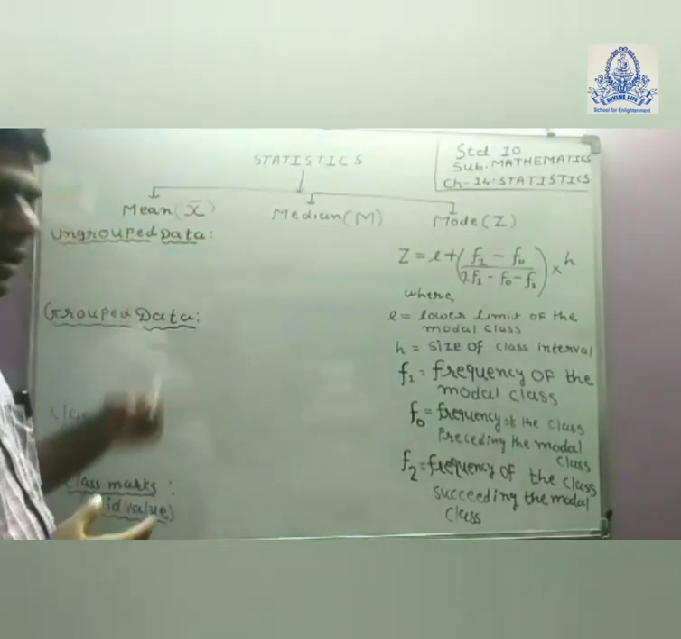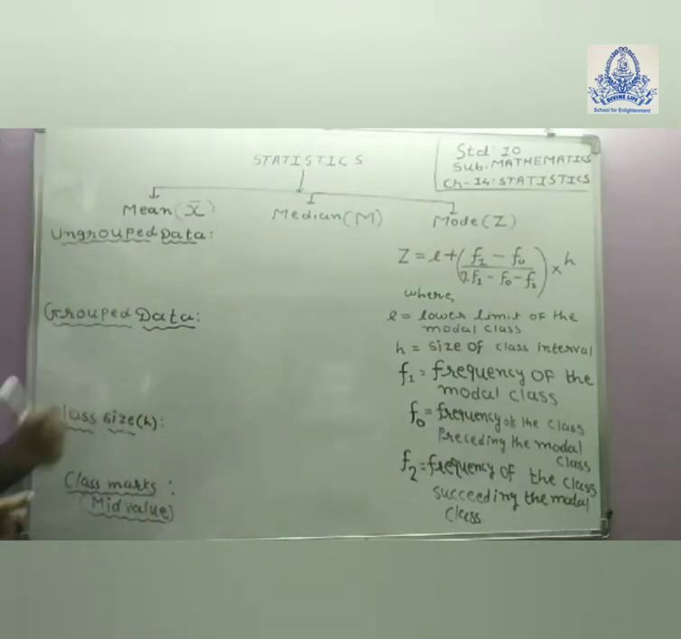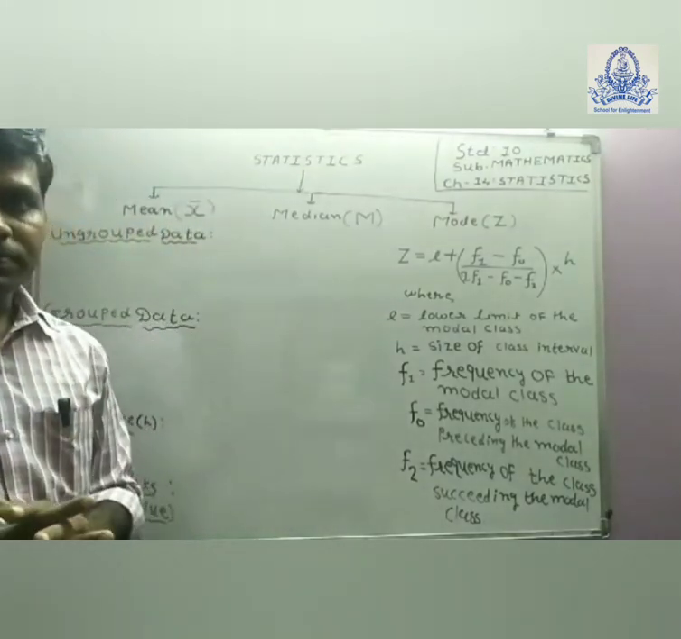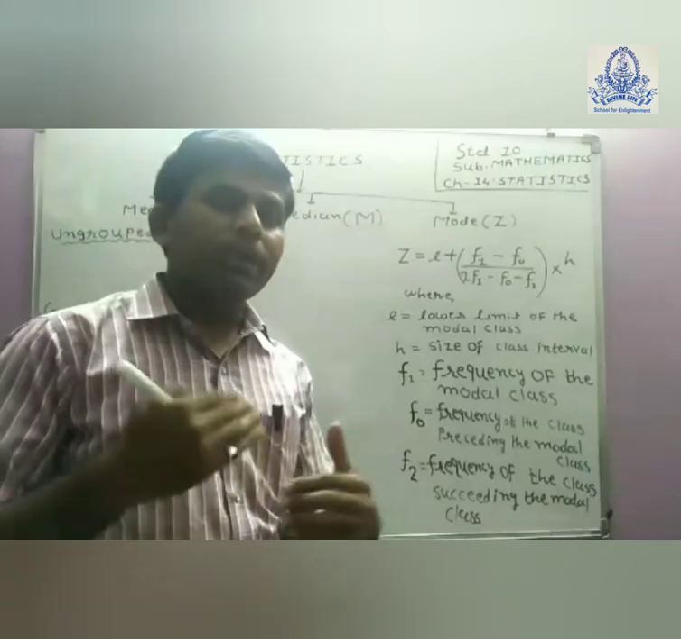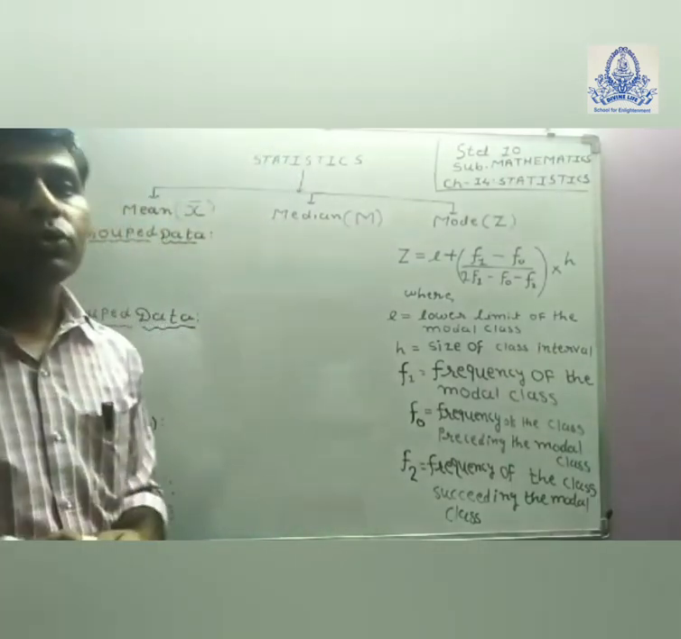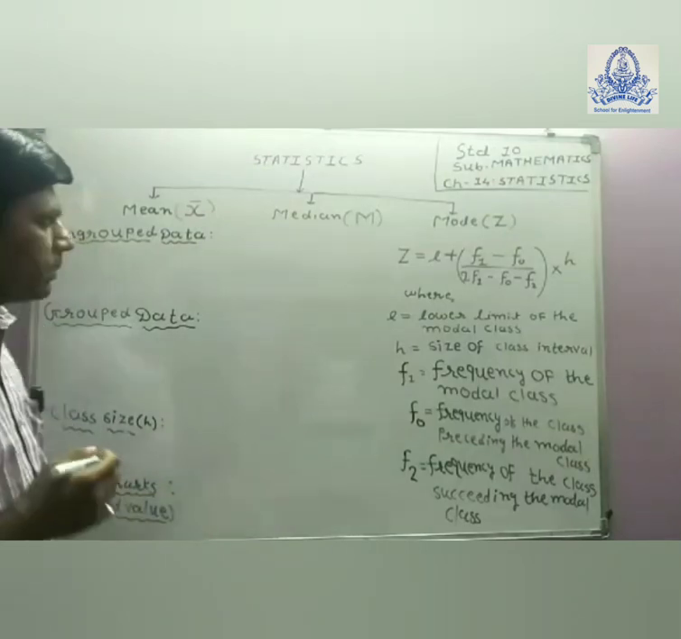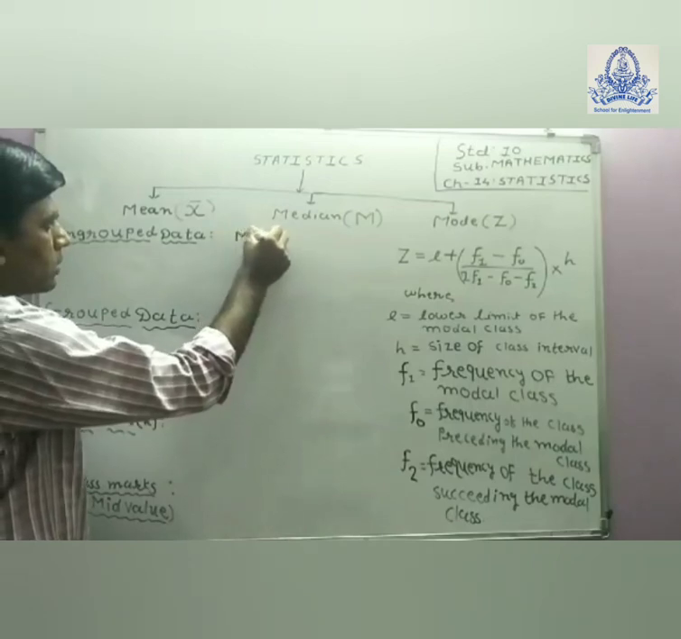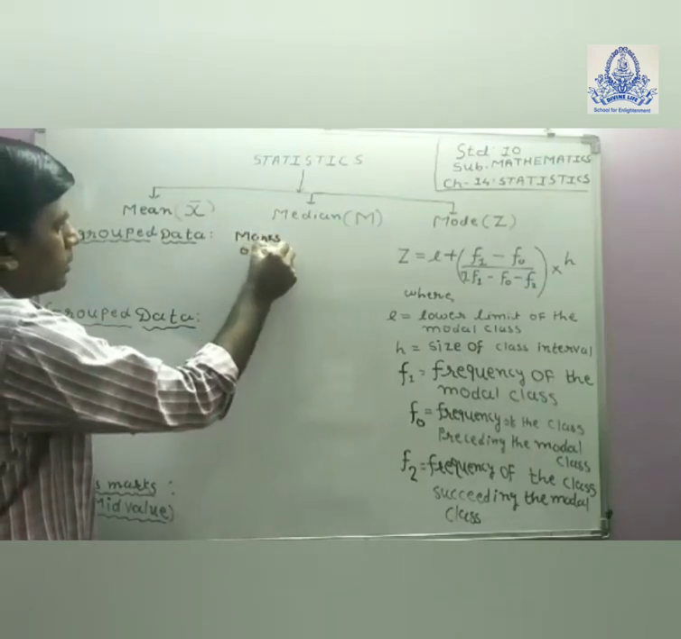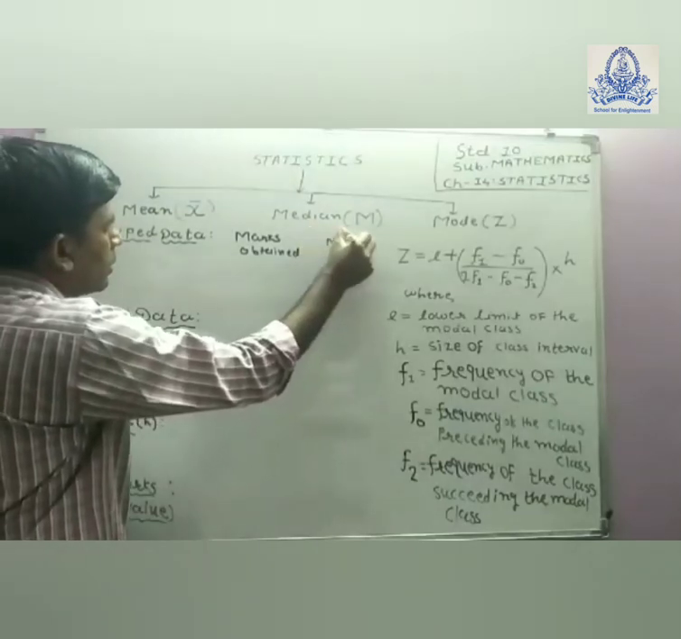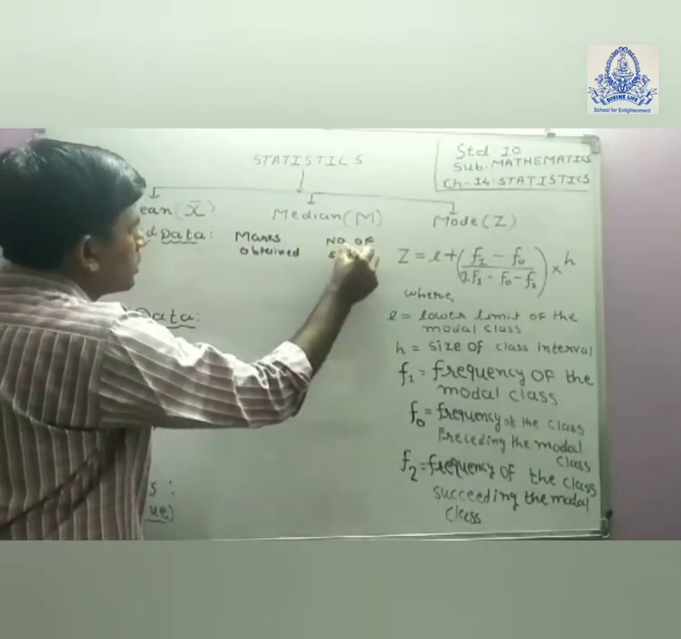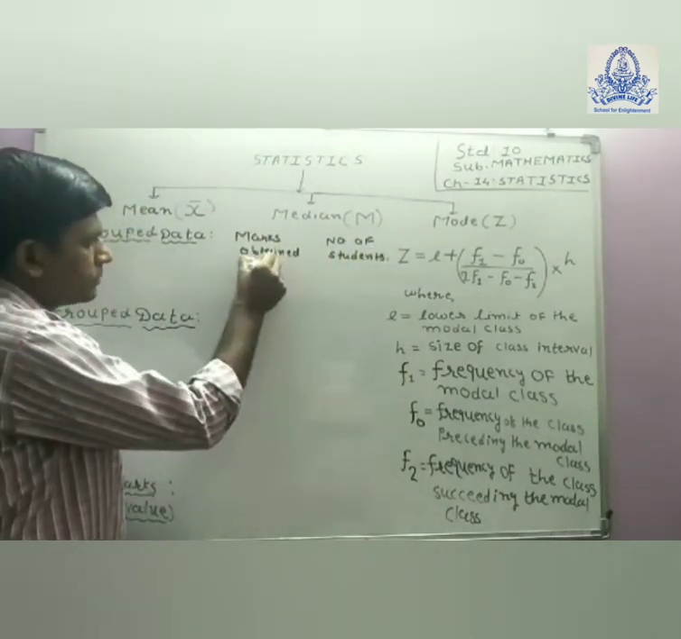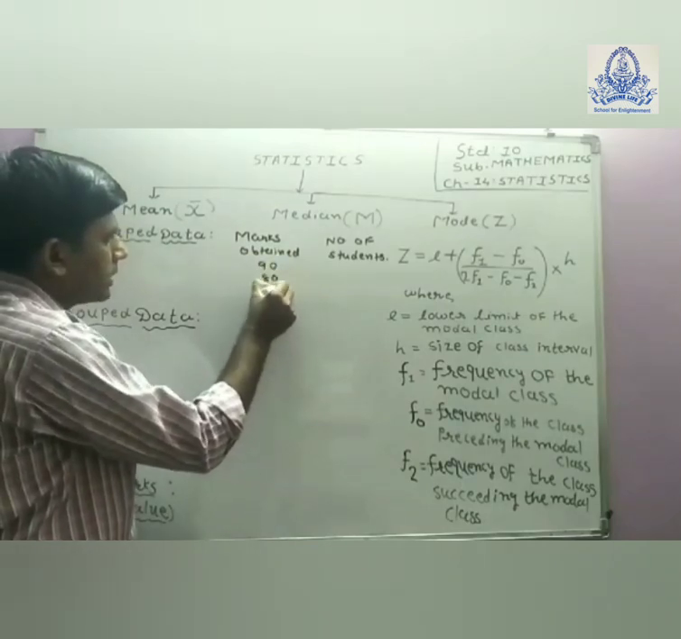Before that, just learn some basic concepts: ungrouped data and grouped data. See, what is ungrouped data? Ungrouped data is basically a list of numbers. It is raw data that has not been organized or placed into groups. Suppose we are taking an example: we have information about marks obtained and number of students. Suppose marks obtained are 90, 80, 70 and so on.